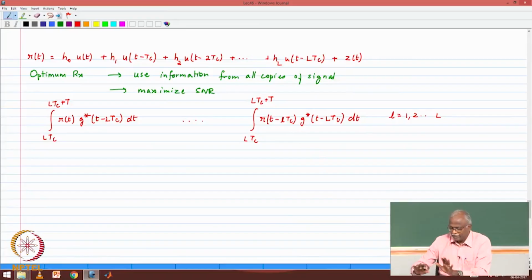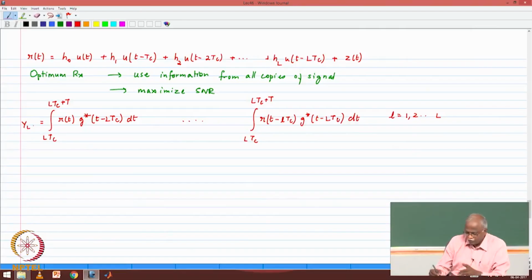So basically these are the outputs that are coming out, and these are the ones that have been designated as the decision statistics, Y0 through YL. So this particular one was designated as YL. Okay, and so basically we look at YL and then quickly generalize to the other terms.